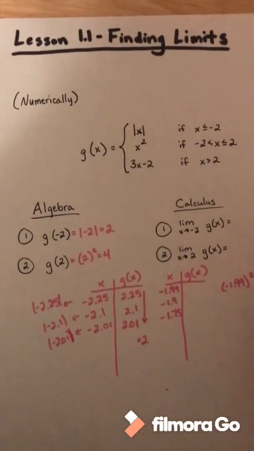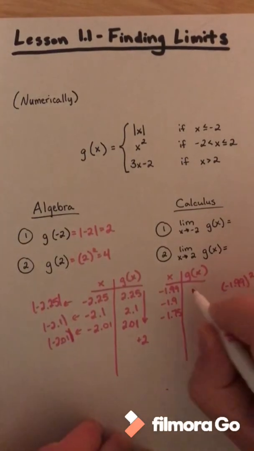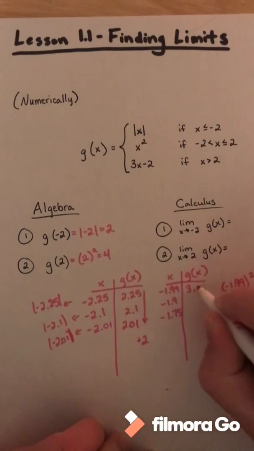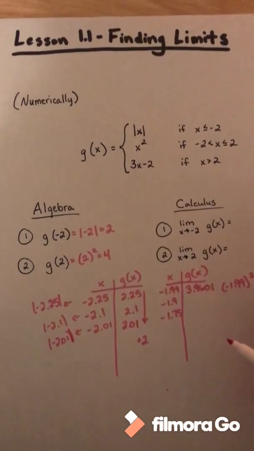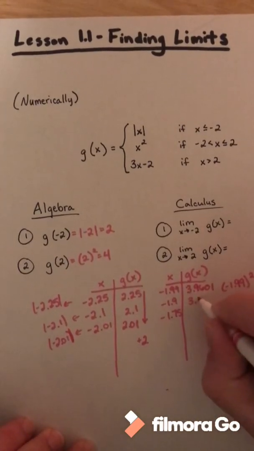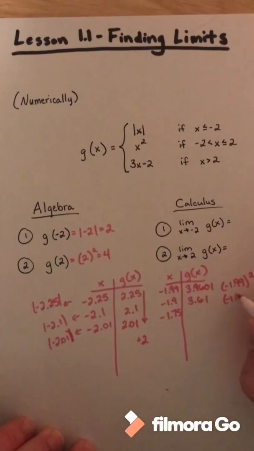Make sure you put the -1.99 in parentheses, otherwise it won't give you the positive answer that it's supposed to be. I got 3.9601. Let's try -1.9. I got 3.61 when I squared it.